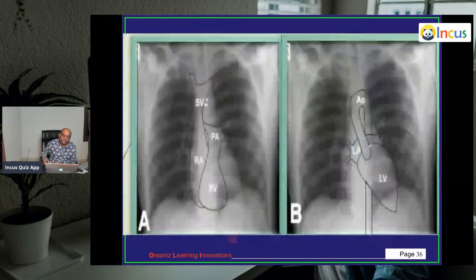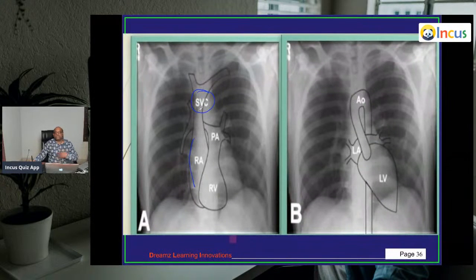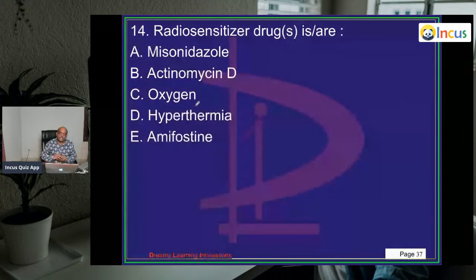There are various ways to recognize this. So you have the right atrium, you have the SVC that typically constitutes the right heart border, is what you need to remember.